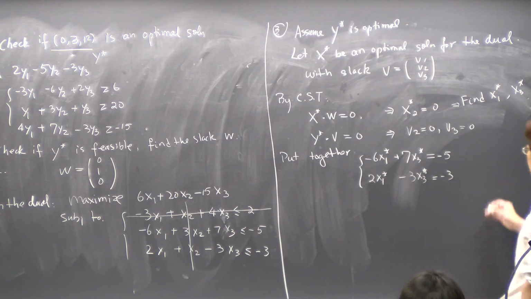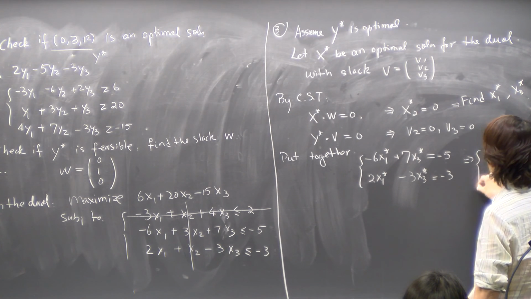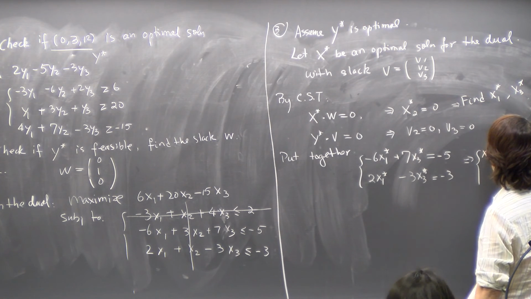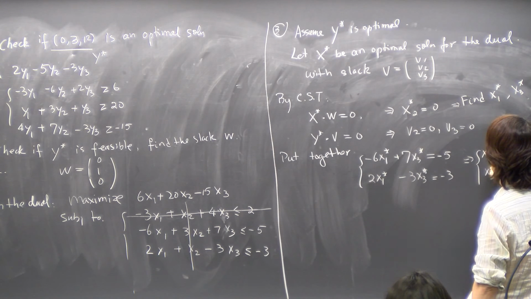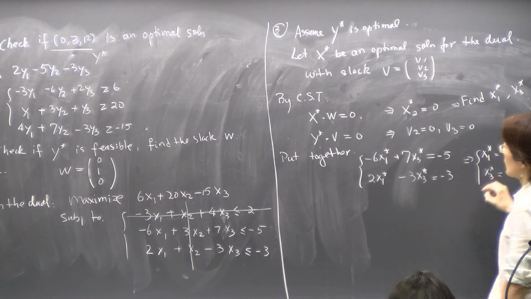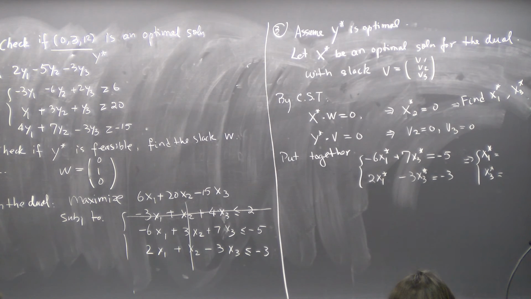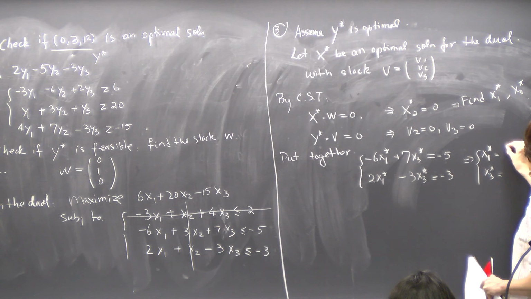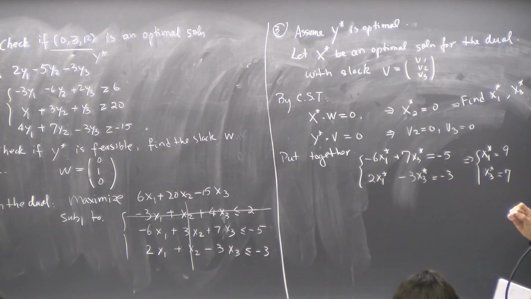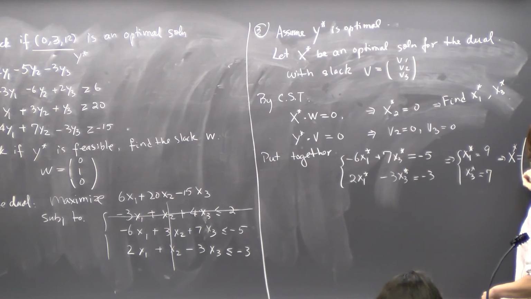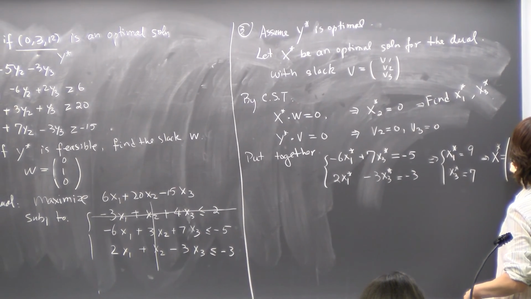Okay, then I can solve for this. Are we okay solving this? Two linear equations. You can use substitution or elimination, whatever your favorite method. I'll let you solve that. x is 9, 0, 7. You can plug them in and see if that's correct. Which means I have a candidate for the optimal solution, 9, 0, 7.